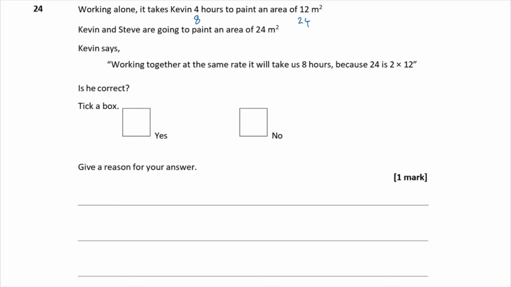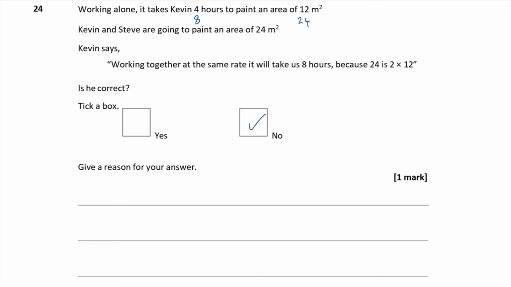Presumably, if he's got a buddy along and his buddy works at the same rate as him, they're going to do twice as much in the same amount of time. They should be able to do twice the work in the same amount of time, shouldn't they? So I think he's wrong. Give a reason for your answer.